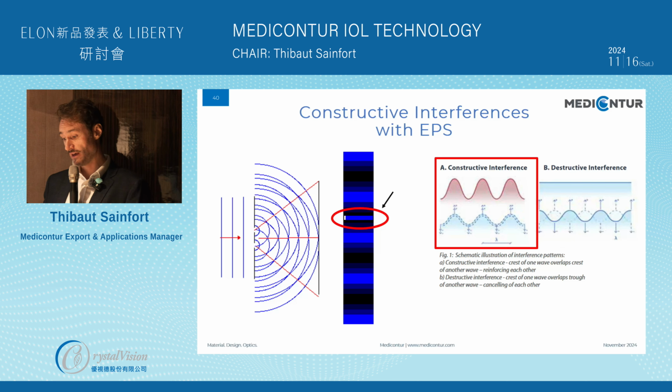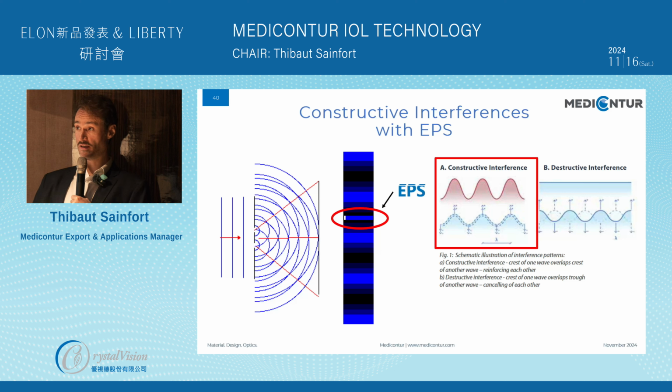So we call it the EPS technology. So this is for elevated phase shift. So we start from destructive interferences, but we shift the phase of the light by half a phase. So instead of being destructive interferences, we have constructive interferences in this zone. So it allows to have energy for intermediate distances.